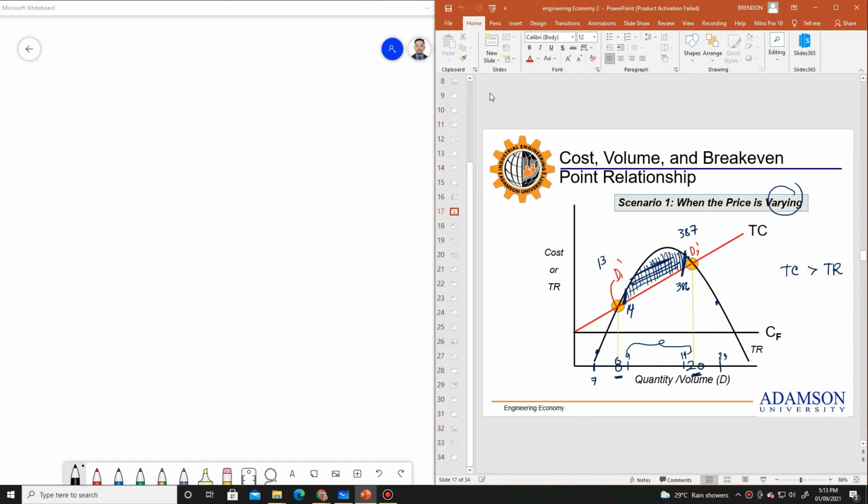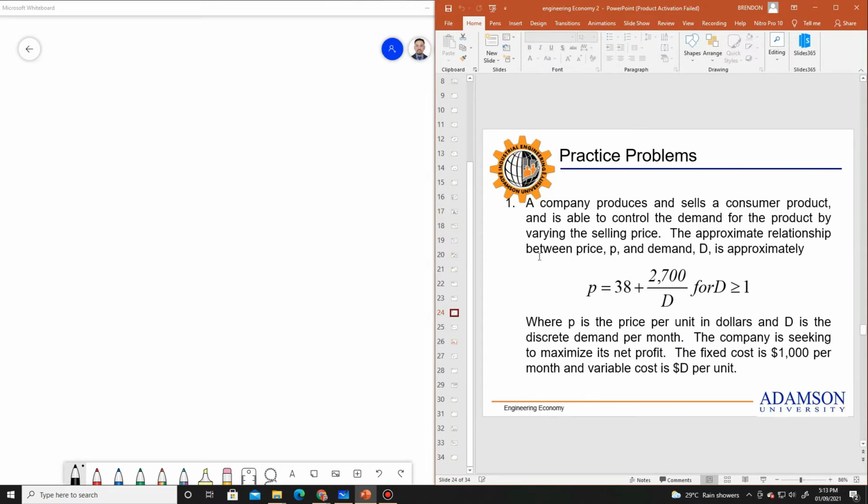Good day. We will solve a case involving scenario 1 when the price is varying. In this example, a company produces and sells a consumer product and is able to control the demand for the product by varying the selling price. The approximate relationship between price P and demand D is P equals 38 plus 2,700 divided by D, where the condition is D should be greater than or equal to 1, where P is the price per unit in dollars and D is the discrete demand per month.